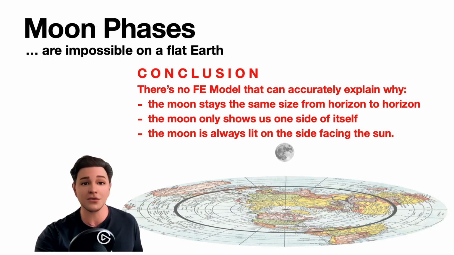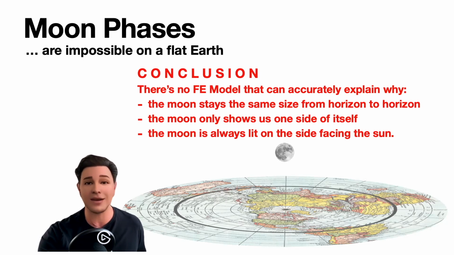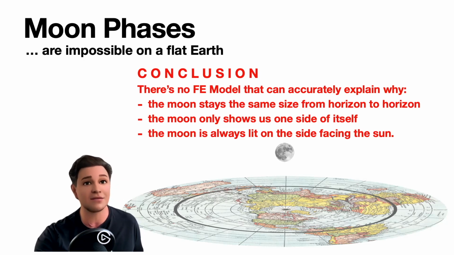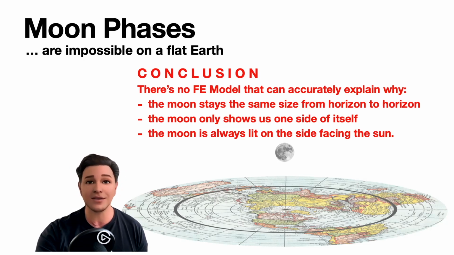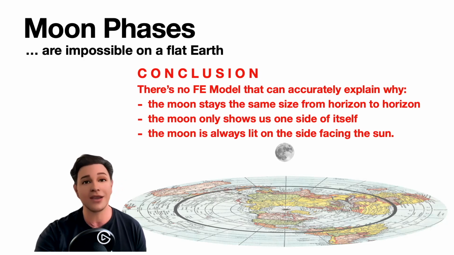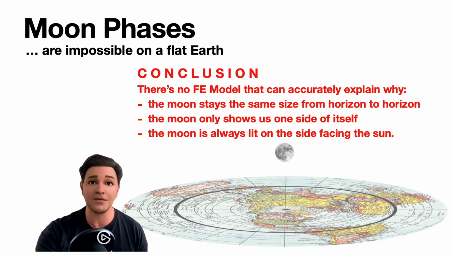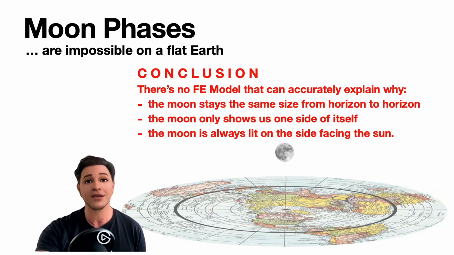The moon only shows us one side of itself. That's impossible on a flat earth. If the ball traveled overhead, we would see different parts of the ball as it went by. The moon is always lit on the side facing the sun. How do you explain that on a flat earth with the sun chasing the moon in the same circle? That doesn't even make sense. You can't make a model showing moon phases on a flat earth. So using moon phases and common sense, you can prove that the earth is a sphere.